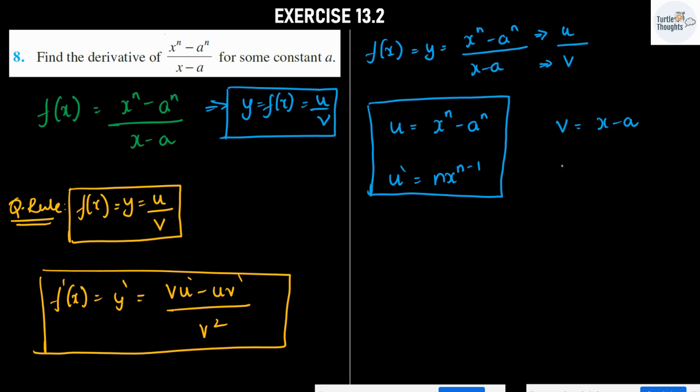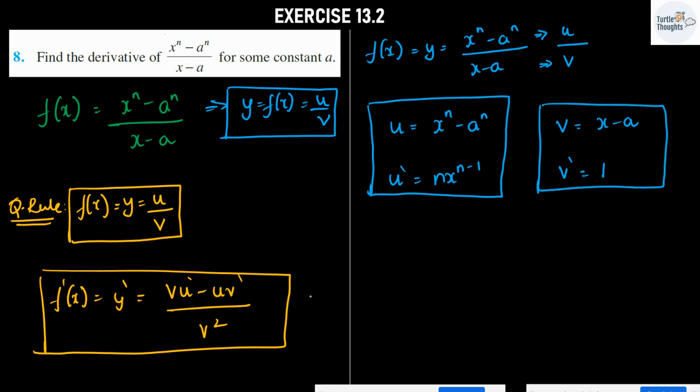v is equal to x minus a. v dash is going to be the differential of v with respect to x. The differential of x is going to be x raised to the power 1 minus 1, it is going to be x raised to the power 0, which can be written as 1. Minus 0, it is going to be 1.